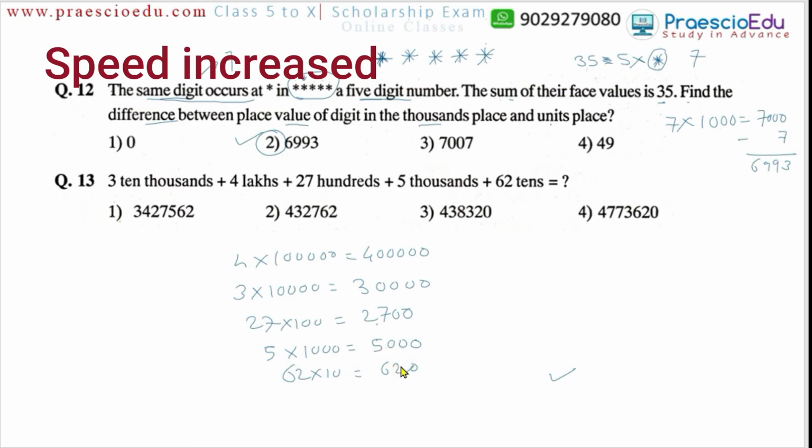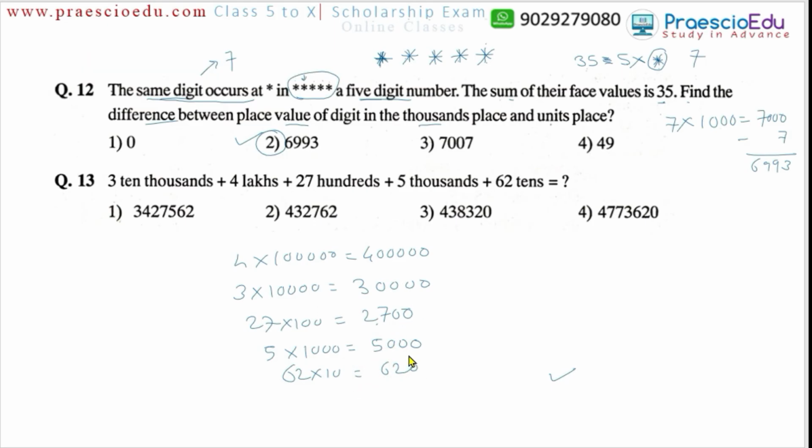So what will be the number? We have to add all of these: the 4 lakh, then 30,000, then 2700, then 5,000, and then 620. Okay, so 0 as it is here, 2, then 6, and 1 carry, here 8, and then 3 and the 4. So the number is 4,38,320, which is given in our option number 3. So option number 3 is the correct one.